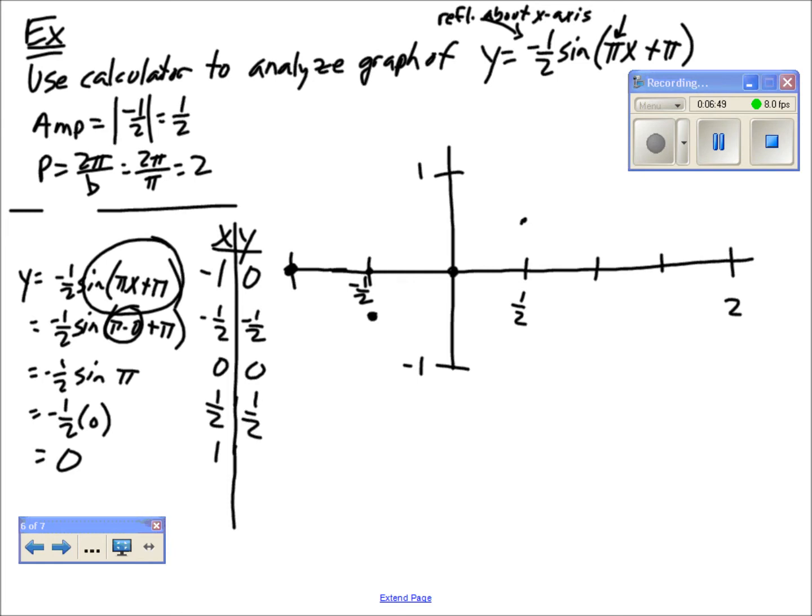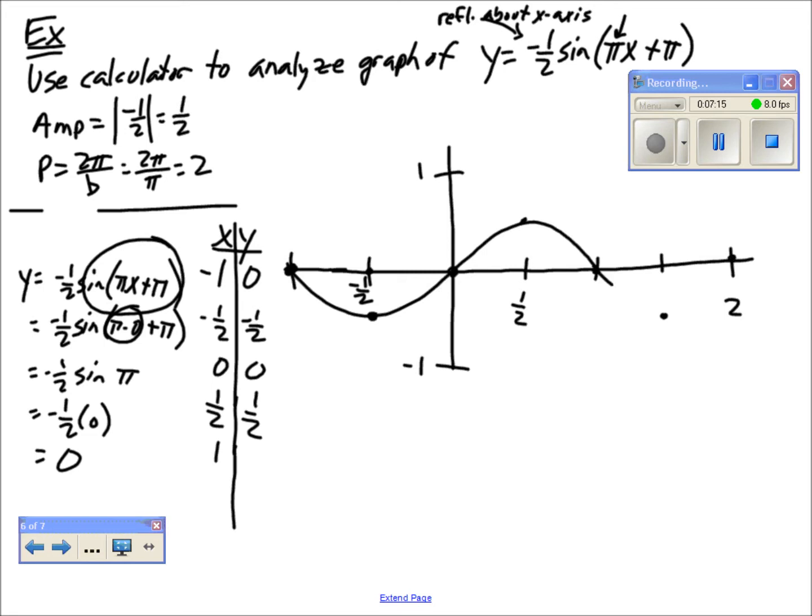Anyways, we plug in 1, we get pi times 1 plus pi, that's 2 pi. Sine of 2 pi is 0. Negative a half times 0 is 0. And we could keep going on this thing, but I'm satisfied for now. I know that at 1.5 it's going to give me negative a half, at 2 it's going to give me 0, and so on.